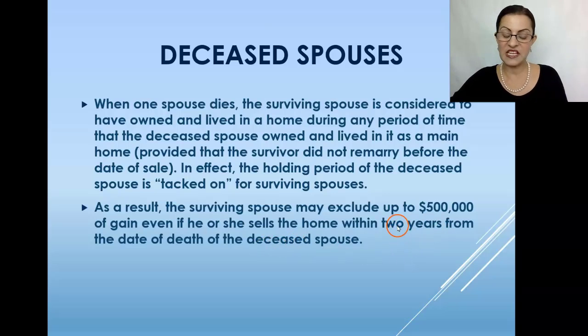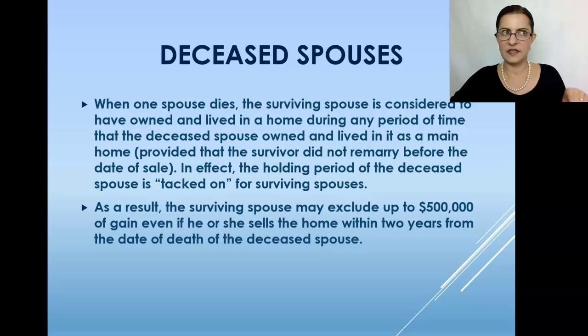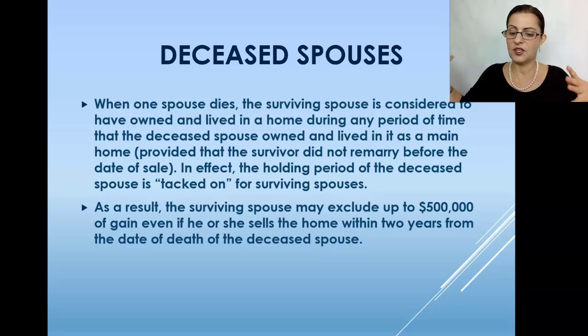Now, it used to be many years ago, if one spouse died, then in order to exclude $500,000 of gain, the survivor had to sell the house in the same year that the other spouse died, basically in the year of death. Because the year of death is the last year that you can file a joint return with a decedent, right? So if my husband and I are married and he dies, then the year of death is the last year that we can file a joint tax return together.